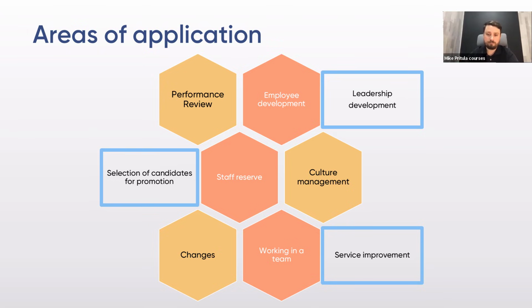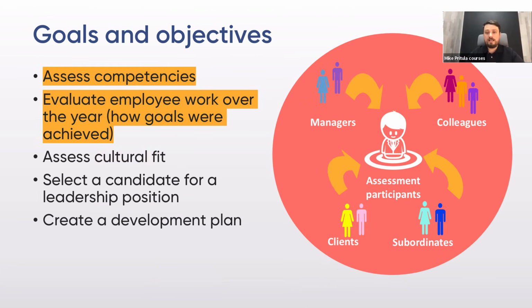Goals and objectives. Now, more specifically, first of all, it's about assessing competence. That is, we measure behavior through competencies. In order to evaluate, most often, an employee's performance for the year, assess cultural fit, create a development plan, or select a leader. Why 360? Because it's like a circle. We know that the angle of a circle, so to speak, is 360 degrees, and that's how the assessment happens.